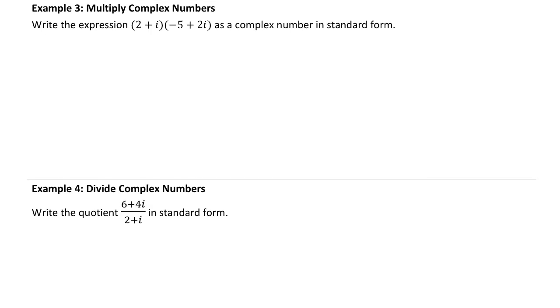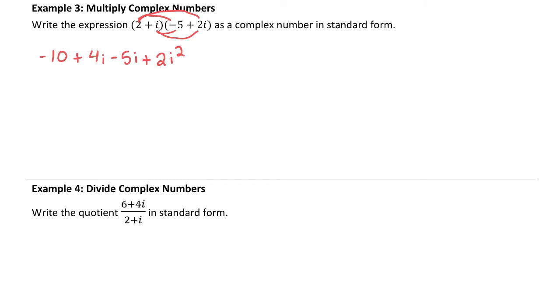So our next example is multiplying complex numbers. This is a little more in depth because it's like a binomial. So for this we distribute 2 through the second expression. So this becomes negative 10 plus 4i. So I did 2 times negative 5 and 2 times 2i. Then I distribute i through the second expression. So this becomes negative 5i plus, this becomes 2i squared.